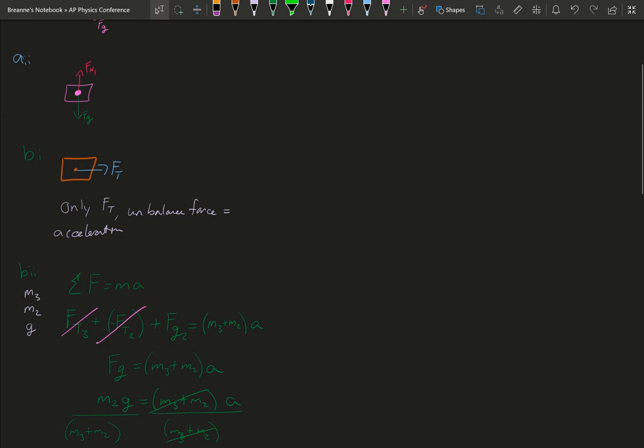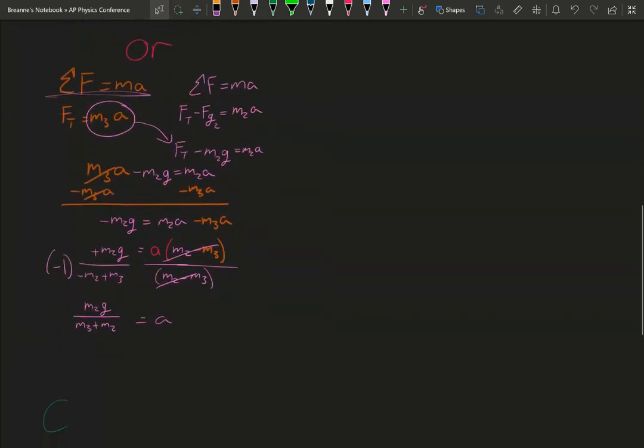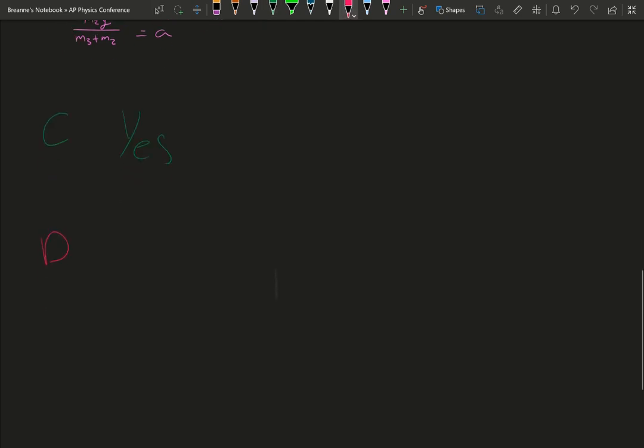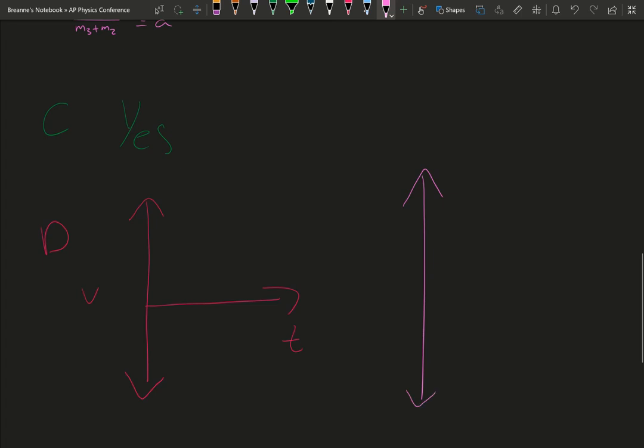Part D says, on the axis below, sketch graphs of the velocity and the acceleration of block 2 after block 1 has been removed. Take the time to be 0 immediately after block 1 has been removed. So you had to sketch, so this is going back to 1D motion. So C was yes. For D, you had to draw a velocity graph, velocity versus time, and an acceleration graph.